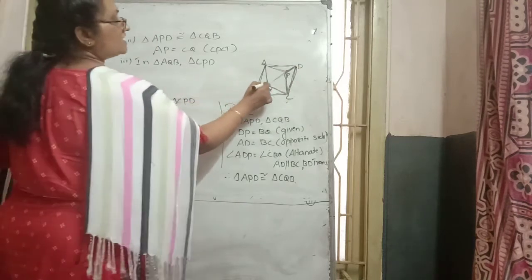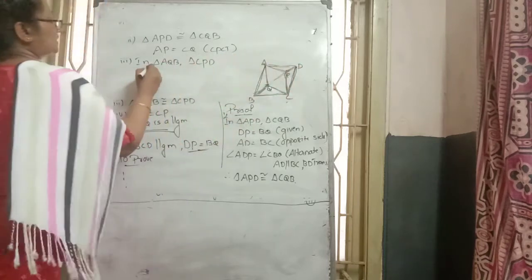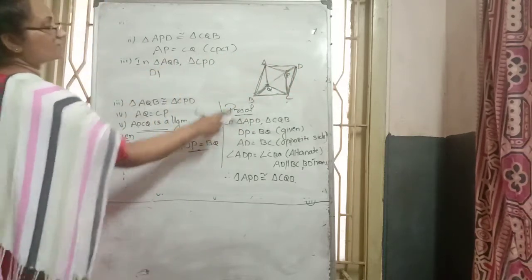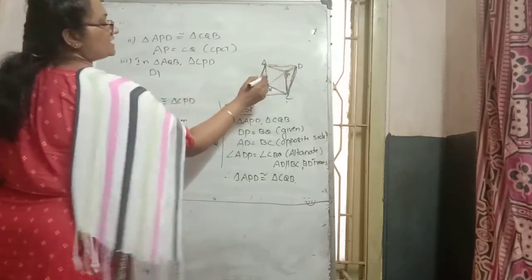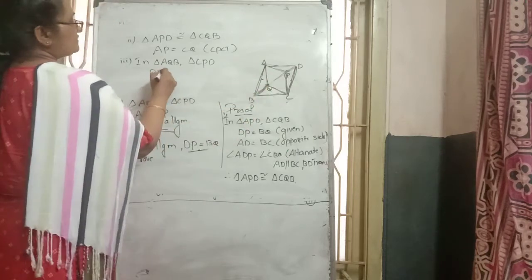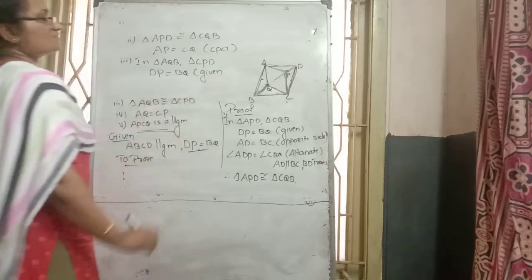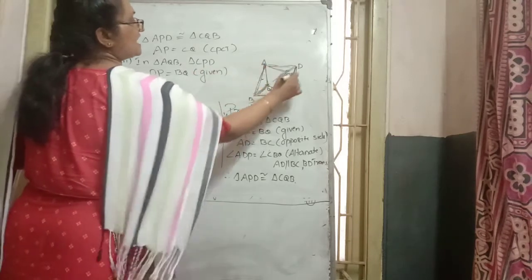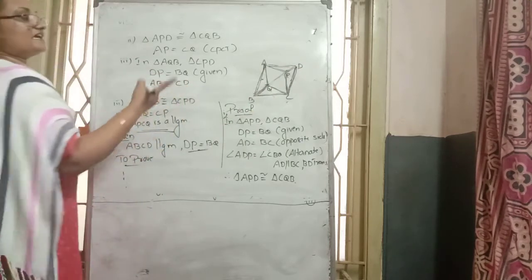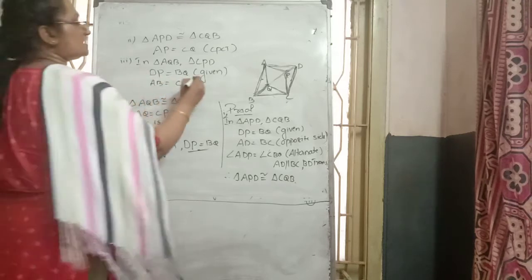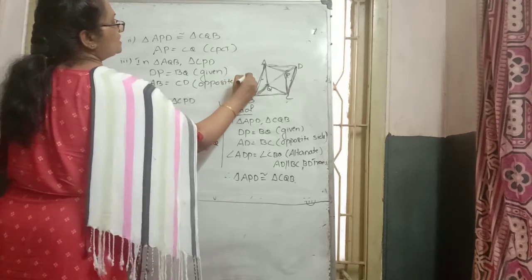How to say it? One side is already given in the question: BQ and DP. That is part of these two triangles, PD and BQ, which we can write again, as they are already given in the question. Next, what can we say here? AB and CD are equal. What is the reason? They are the opposite sides of the parallelogram.